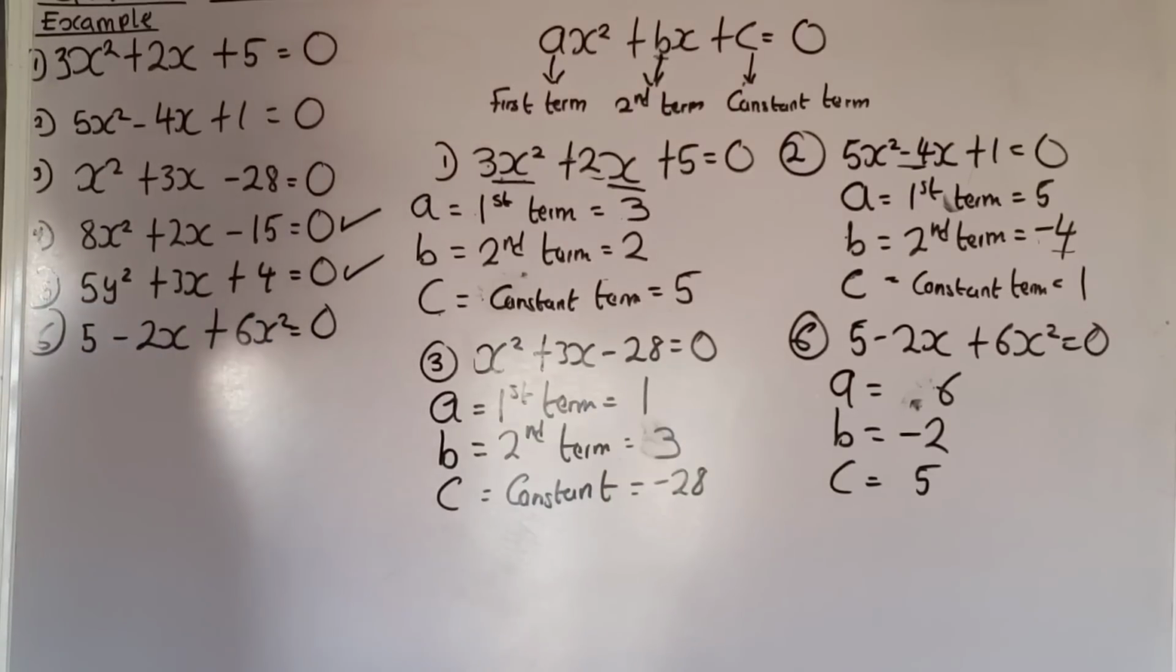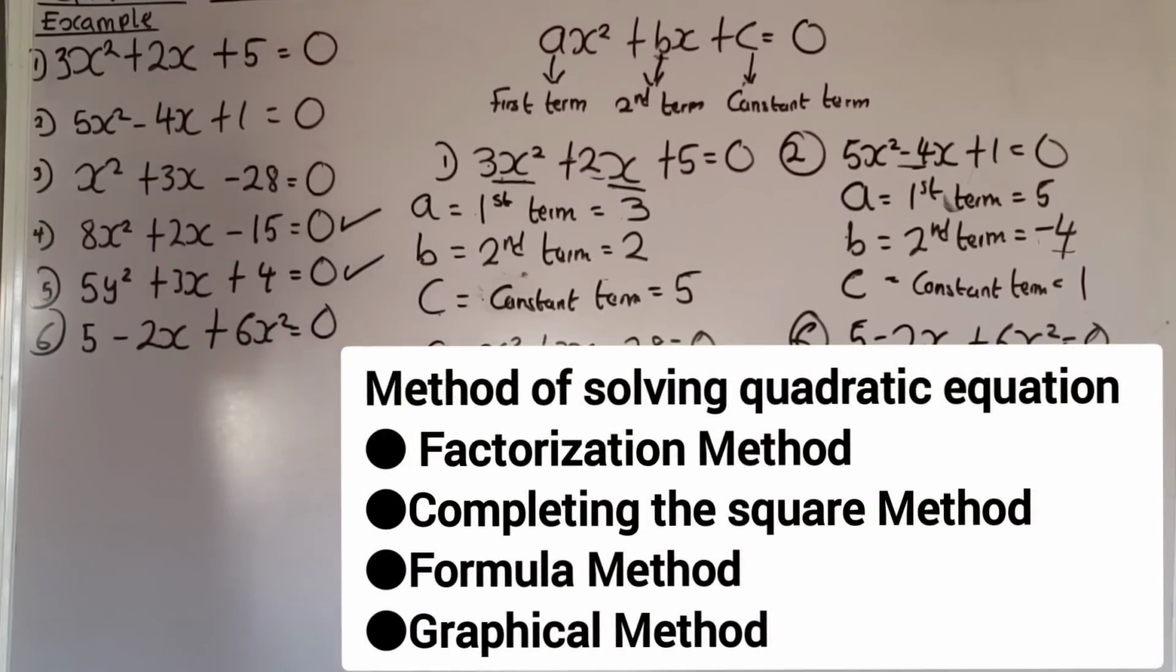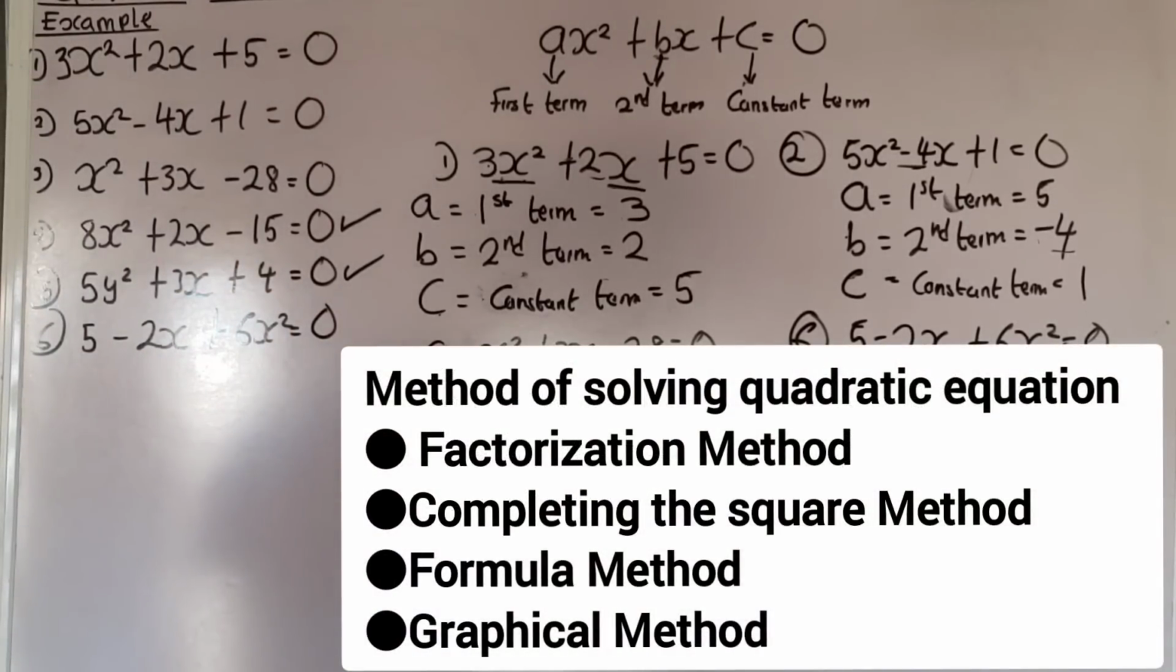Having learned how to identify the terms in a quadratic equation, now, how do we solve this quadratic equation? There are 4 methods that we're going to talk about. The first method is the factorization method. The second is completing the square. The third is the formula method. And the fourth is the graphical method. You understand? So let us discuss the first 3 methods.